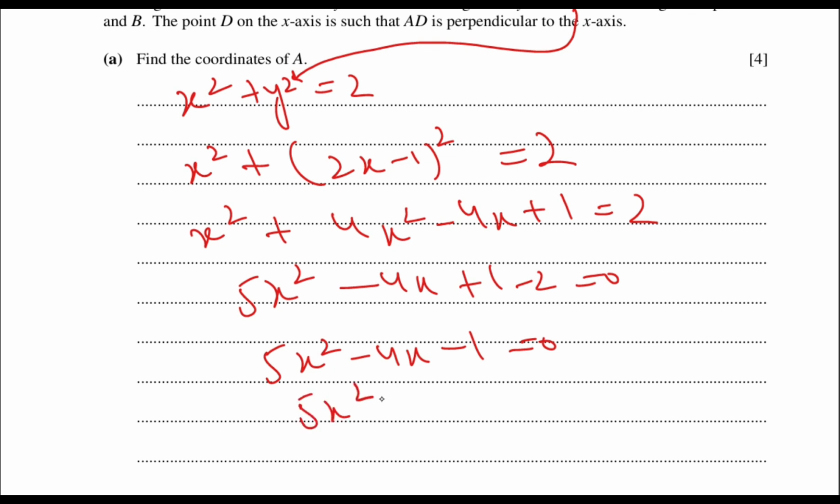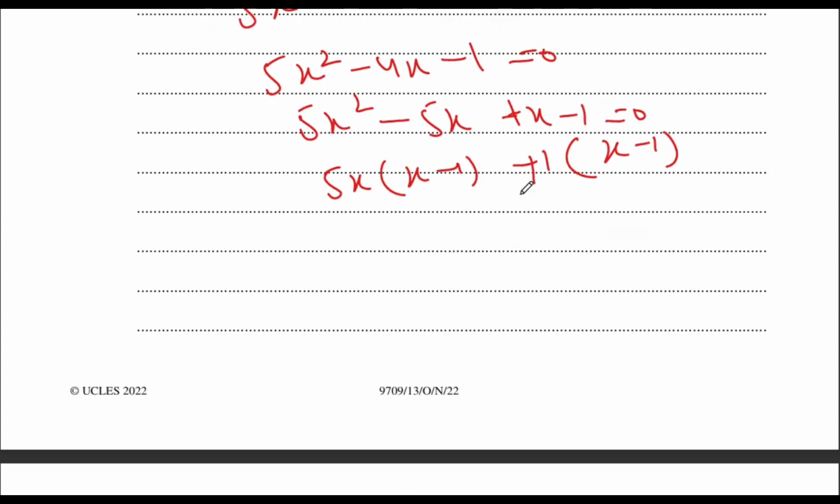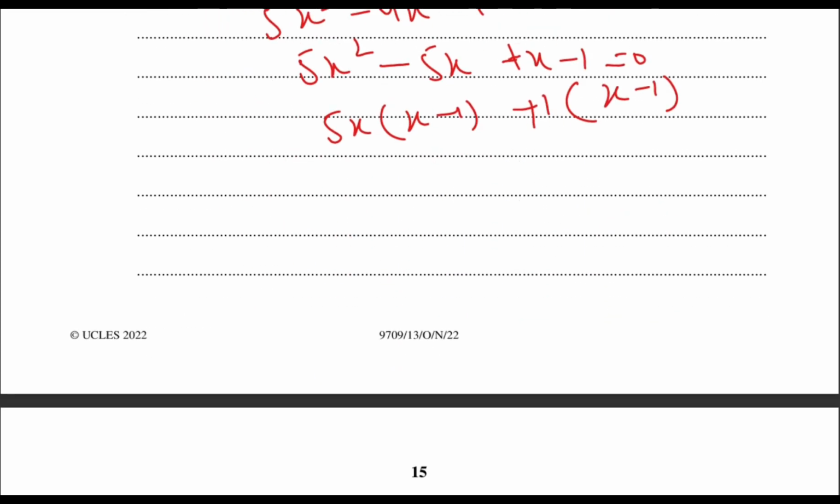Now breaking the middle term, we will get 5x square minus 5x plus x minus 1 equal to 0. 5x(x minus 1) plus 1(x minus 1), because these are already positive. So it gives us x minus 1 equal to 0 and 5x plus 1 equal to 0, so x is equal to 1, and x is equal to minus 1 over 5.